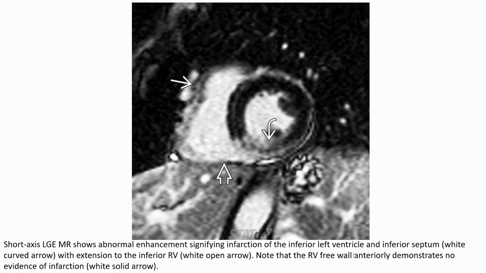Short-axis LGE also shows abnormal enhancement signifying infarction of the inferior right ventricle and inferior septum, white curved arrow indicates, with extension to the inferior right ventricle, white open arrow indicates. Note that the right ventricle free wall anteriorly demonstrates no evidence of infarction, white solid arrow.